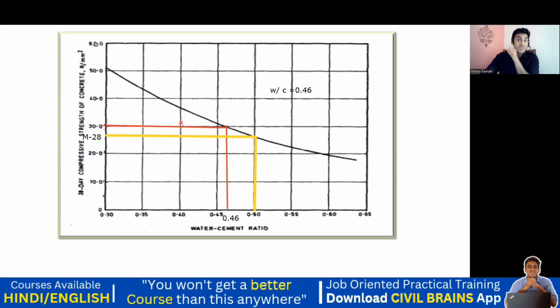So what has happened? You had designed your concrete for M30, but by the time it came to the site and you started to add a lot of water into the concrete, it was supposed to gain M30, but practically on the site, what is happening?